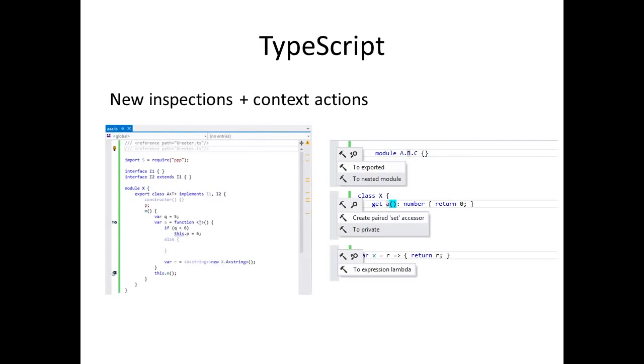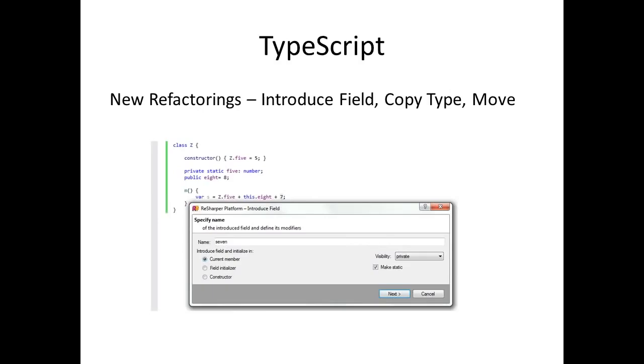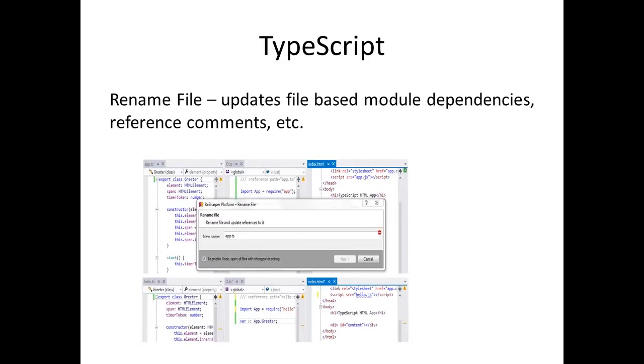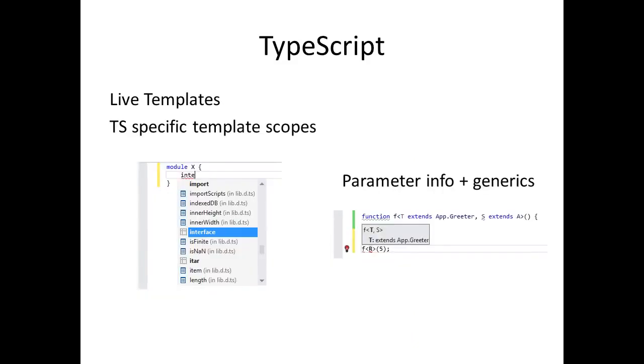More inspections, like finding duplicate references for TypeScript files and graying them out, modifying your modules, moving them around, creating setters for where you've got a getter, and converting to expression lambdas. Also some new refactorings, which introduce the field or copy a type or moving about, and also renaming a file will appropriately update the file module dependencies and reference comments and so on. And also live templates are now understood and handled in TypeScript as well, as are generics.